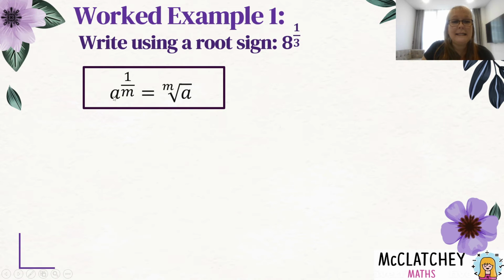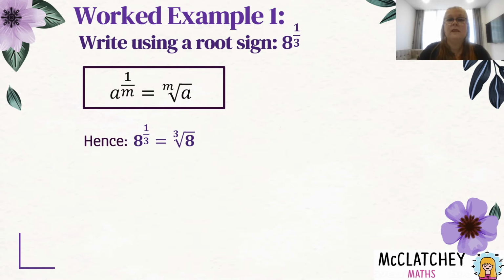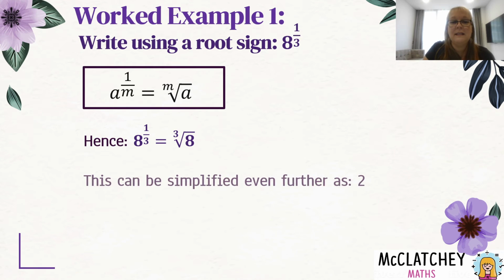So our base is this number a, so that becomes the number 8. Our power is a third, so this little m is going to become a 3, which means when I create it with a root sign, it'll be 8 under the root sign, and the power here will be a 3. It's going to look like this, the cubic root of 8. So that's what we call it when it's a 3, it's a cubic root. Now, we also know that the cubic root of 8 is 2.